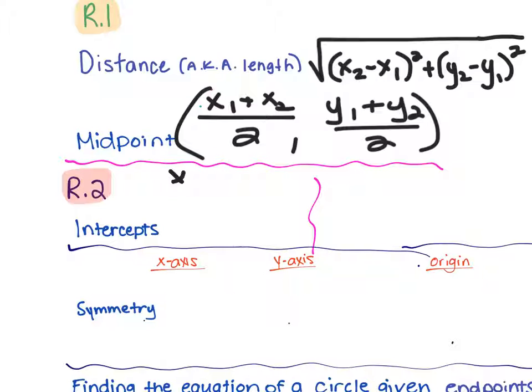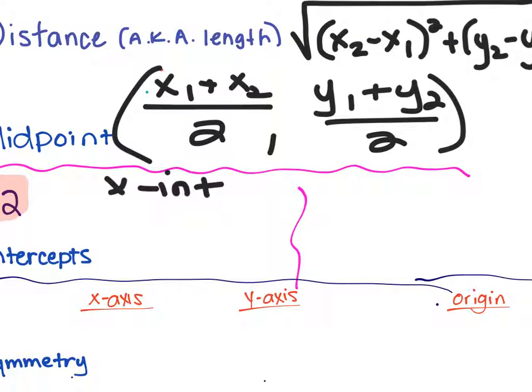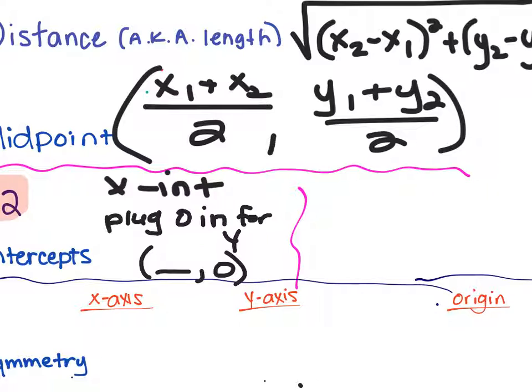So if I want to find the x intercepts, what do I do? Plug 0 in for y. And I want to see it in coordinate point format. So you will give it to me as a number, comma, 0. And there could be more than one. There could be none.